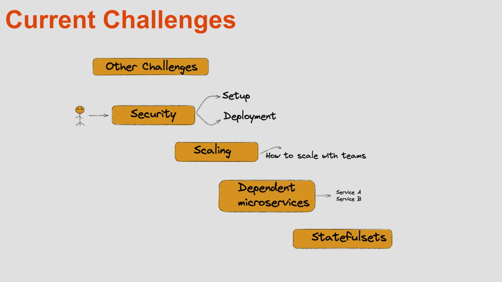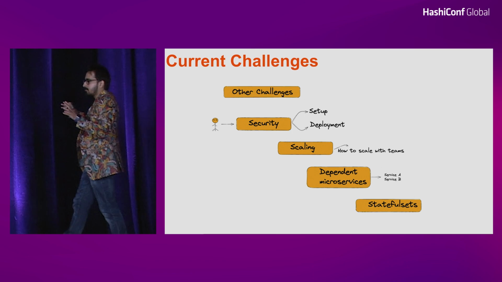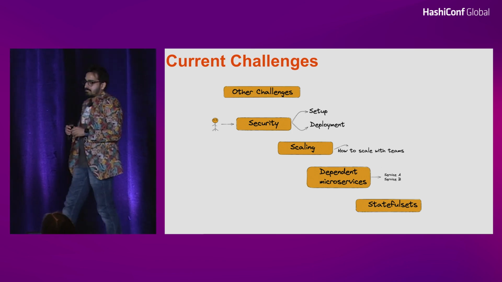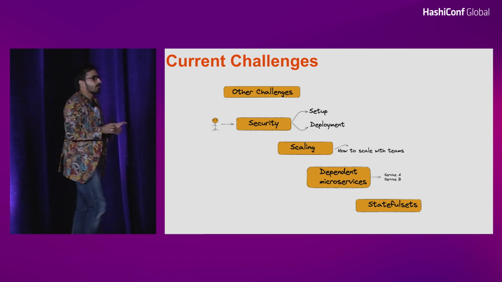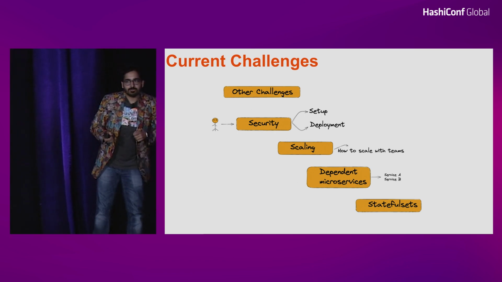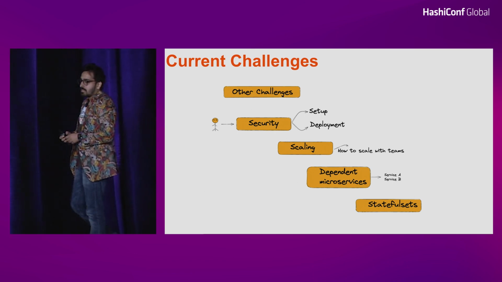Dependent microservices. So it's a one Waypoint, one app kind of architecture, but what if different microservices are dependent on each other? How do we tackle those kind of scenarios? Because there are scenarios for that.